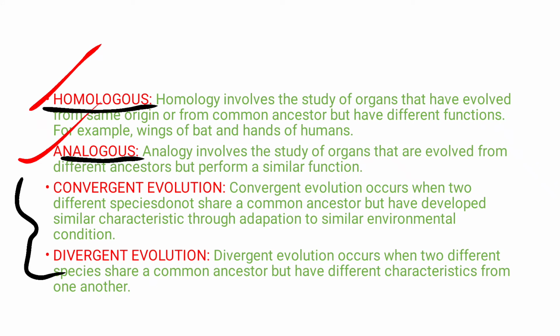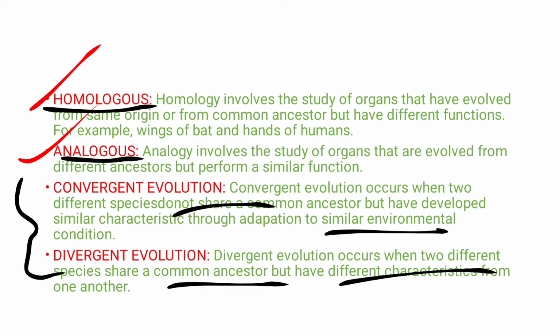Okay, and what is divergent? It is the opposite of this. Divergent evolution occurs when two different species share a common ancestor. Here they do not share a common ancestor, here they share a common ancestor but have different characteristics, and there they develop similar characteristics due to environment. So this is also asked in the form of difference, and these two are also asked in the form of difference. So these 4 definitions are really very important for 1 mark also, for 2 marks also. Basically we are seeing definitions here, so it is very important, you need to write this.